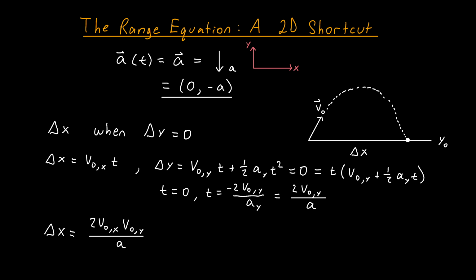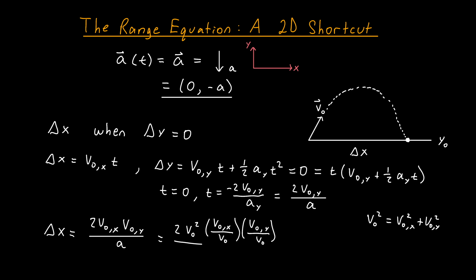So there are a couple other ways to write this if you like, for convenience, right? You can, for example, write 2 times v0 magnitude squared, right? So just to remind you, v0 squared as a whole is equal to v0x squared plus v0y squared. That's just the Pythagorean theorem. So if we just factor out v0 squared, we can replace v0x with v0x over v0, and we can multiply that by v0y over v0, and that's all still over a.